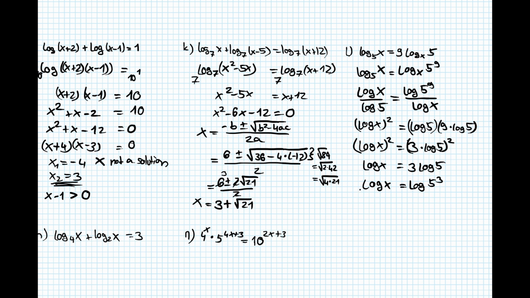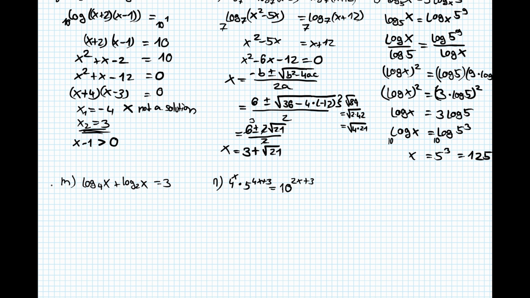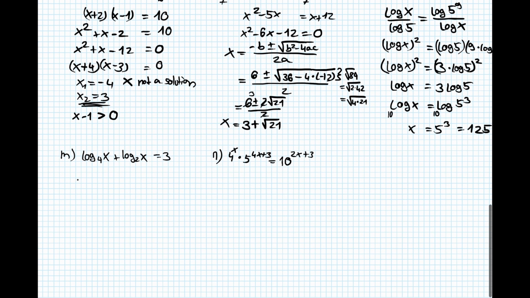And now if we take everything to the base 10, the log will be eliminated. So now x is equal to 5 to the power of 3, which is equal to 125. Okay, let's do the last two examples. So log base 4 of x plus log base 2 of x equals to 3.